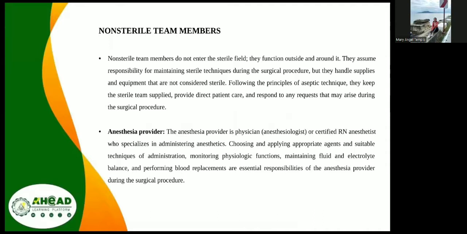Anesthesia provider. The anesthesia provider is a physician, anesthesiologist, or certified RN anesthetist who specializes in administering anesthetics. Choosing and applying appropriate agents and suitable techniques of administration, monitoring physiologic functions, maintaining fluid and electrolyte balance, and performing blood replacements are essential responsibilities of the anesthesia provider during the surgical procedure.